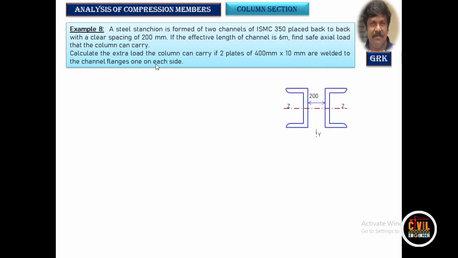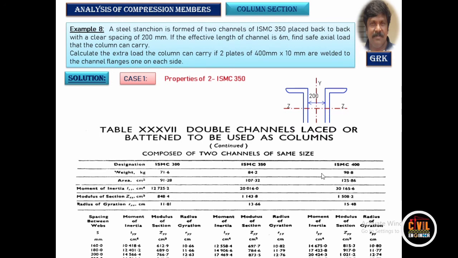Now let us take the first case, case 1, where the channels are being placed at 200 mm center to center. Now we can note down the individual properties of the channel section and afterwards get the value of IZZ and IYY of the built up section. Or if it is possible to get the value of IZZ and IYY with respect to this channel placed at 200 mm from the steel table itself or from the code, you can directly obtain the value. Now I'll look into these properties from the steel table, where for ISMC 350 at 200 we have got the properties.